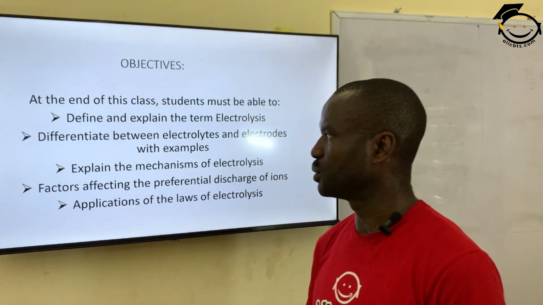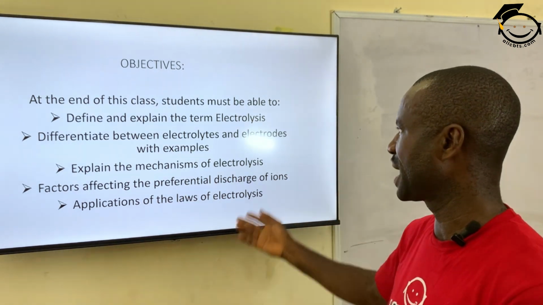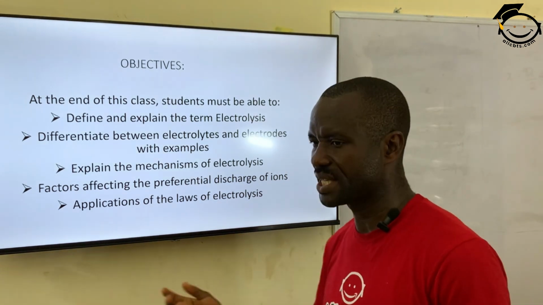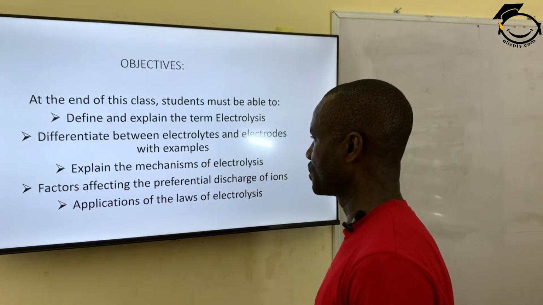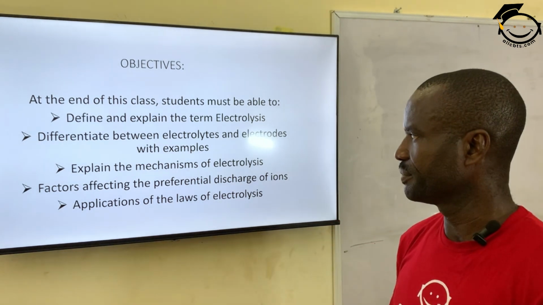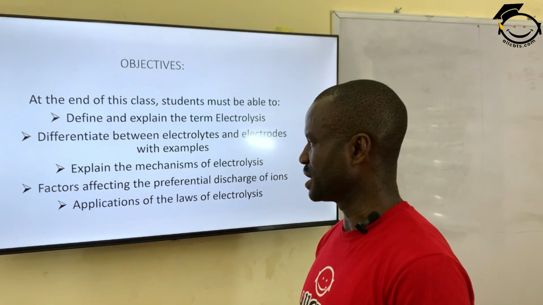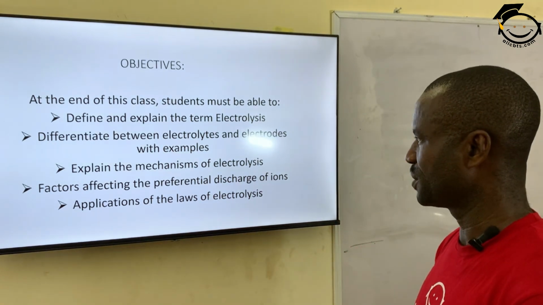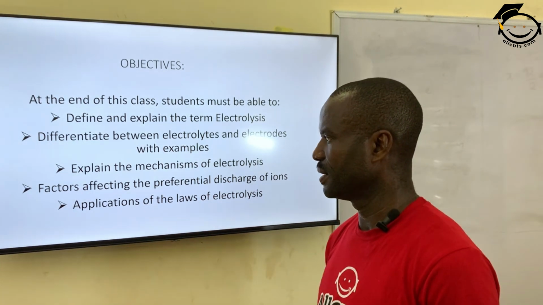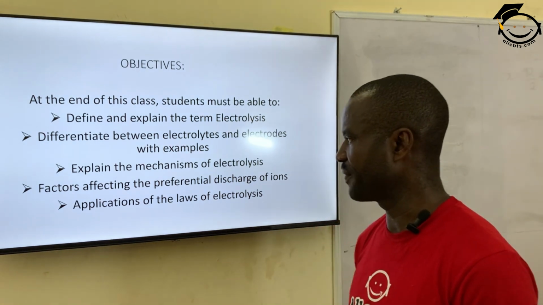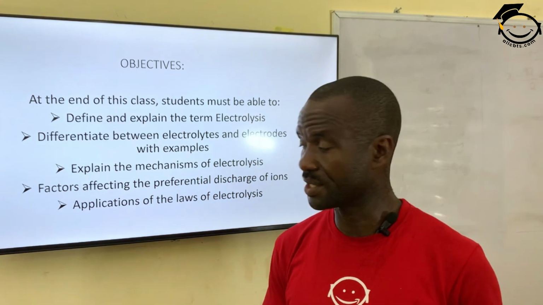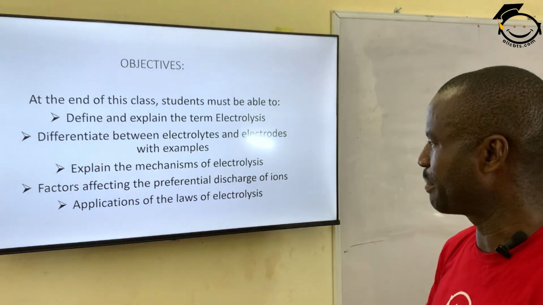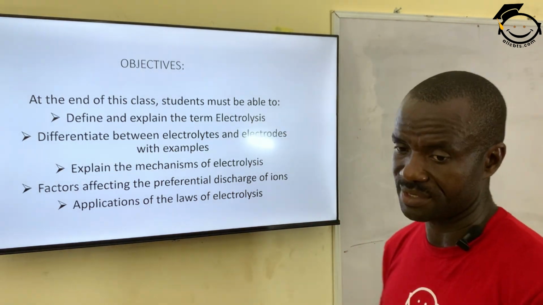Number two, should be able to differentiate between electrolyte and electrode with examples. Number three, everyone should be able to explain the mechanisms of electrolysis. Then number five, factors affecting preferential discharge of ions during electrolysis. And the last one is application of the laws of electrolysis.